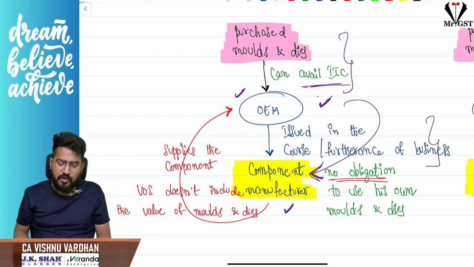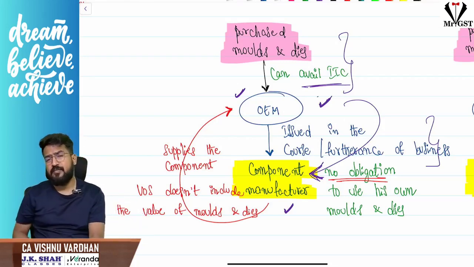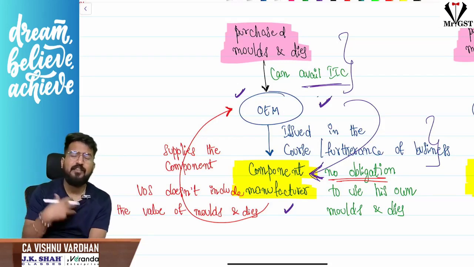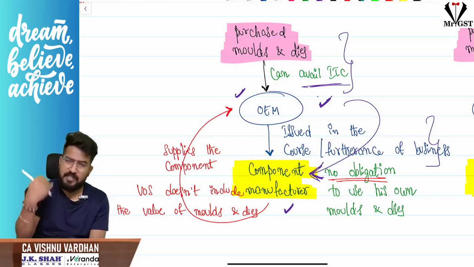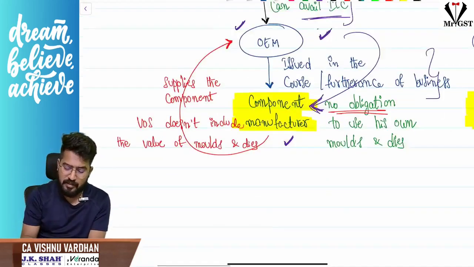Okay, so now whatever molds and dies I am giving to you, is it added in the value of supply which you are providing to me? No, this is not an obligation of the supplier discharged by the recipient. Please don't misunderstand. I'll just put it like this.